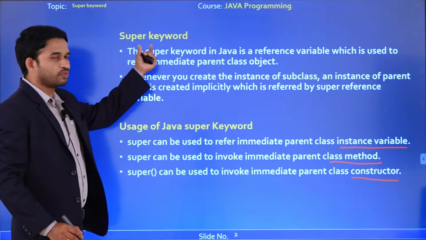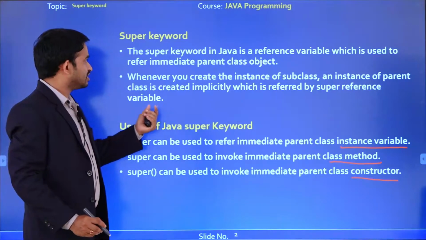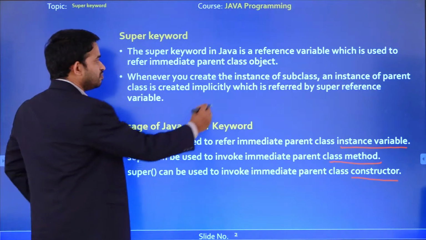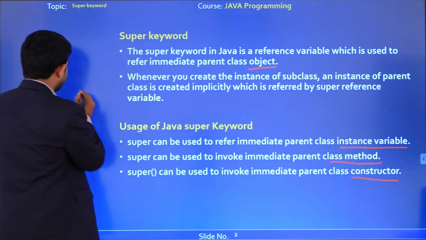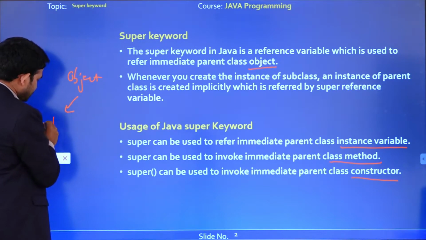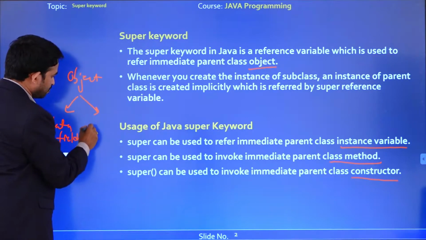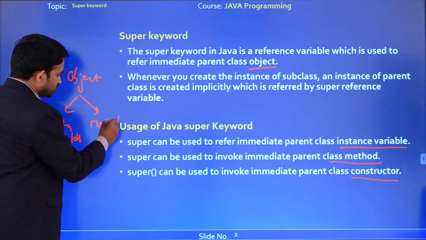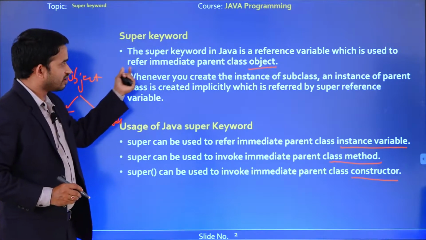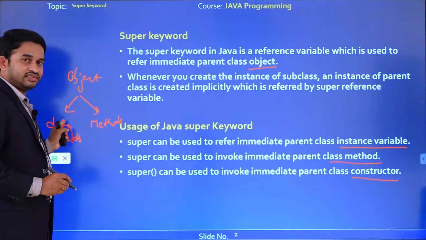What is the purpose of the super keyword? It is a reference variable used to refer to, or otherwise invoke, the immediate parent class object. What is the meaning of an object generally? An object contains data fields and methods. So by using the super keyword, we refer to the immediate parent class object, which contains data fields and methods.